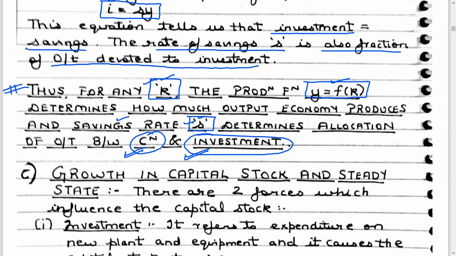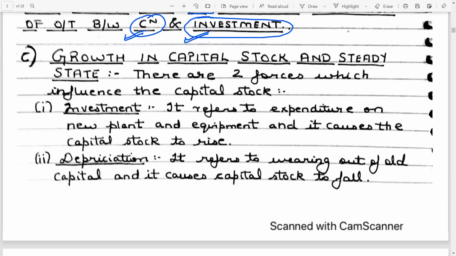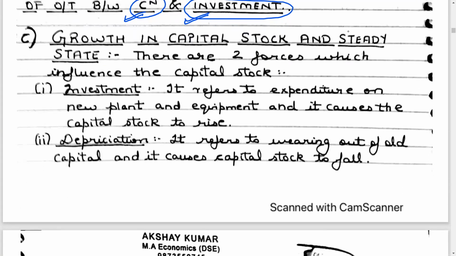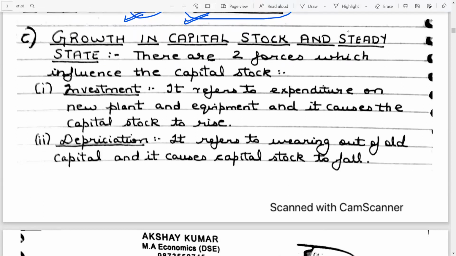So guys, let's first talk about small k. Let's talk about the capital stock. So here comes a very important concept in the Solow model: growth in the capital stock and steady state. Let's talk about how the capital stock grows and what is exactly meant by steady state. From the model, you can see that there are two forces which are affecting the capital stock. One is the investment.